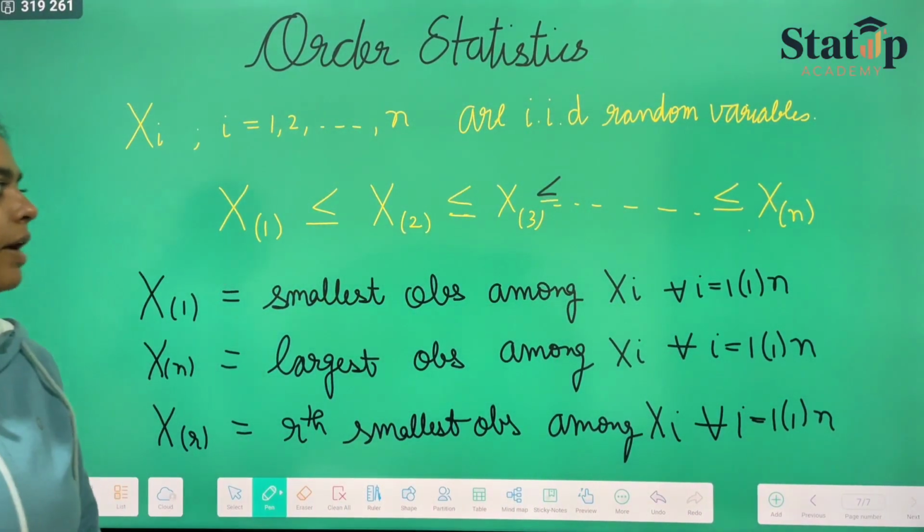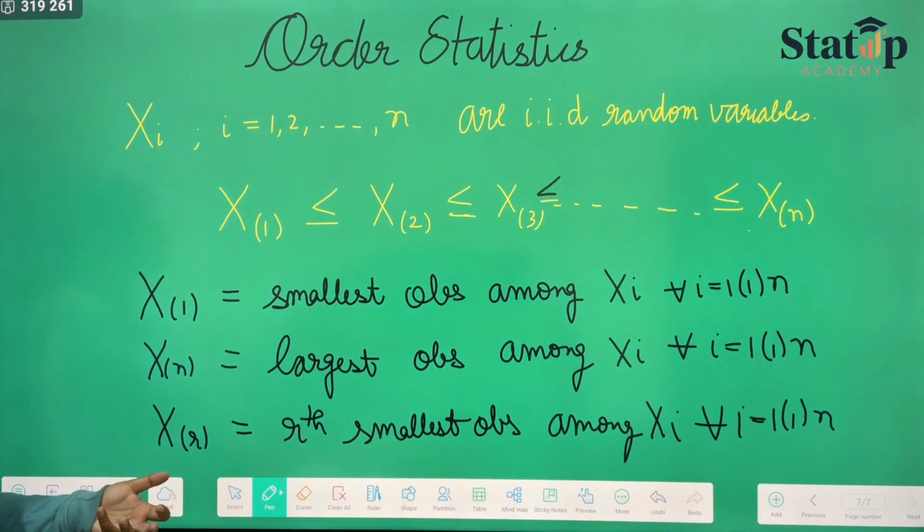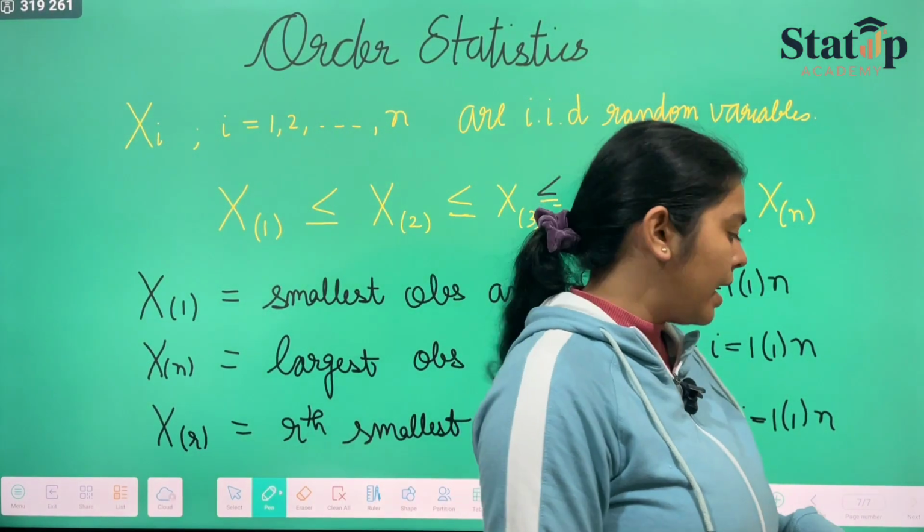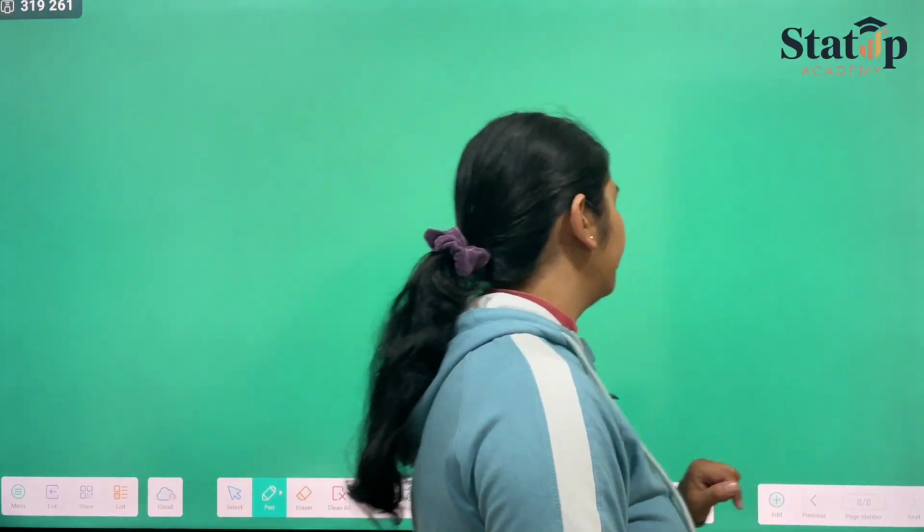Rth means if I take r equal to 3, then it will be the third smallest observation. If I take r equal to 20, then it will be the 20th smallest observation among all Xi's. So this is our order statistics, this is what we discuss in order statistics. Now we'll be discussing X1, Xn and Xr.